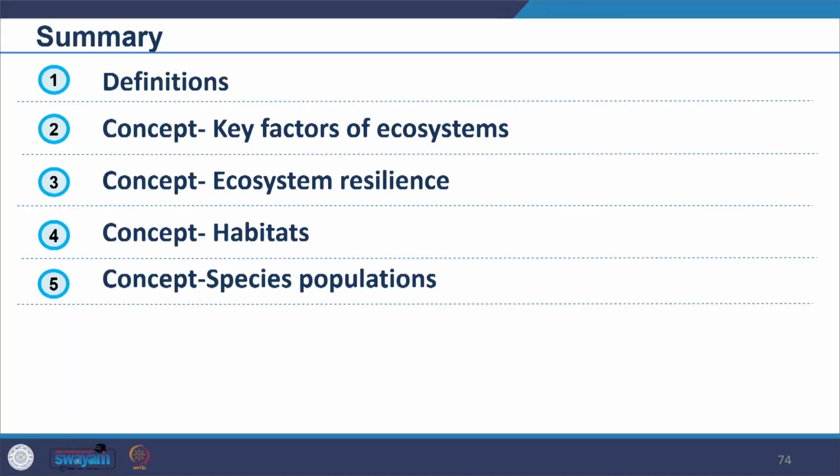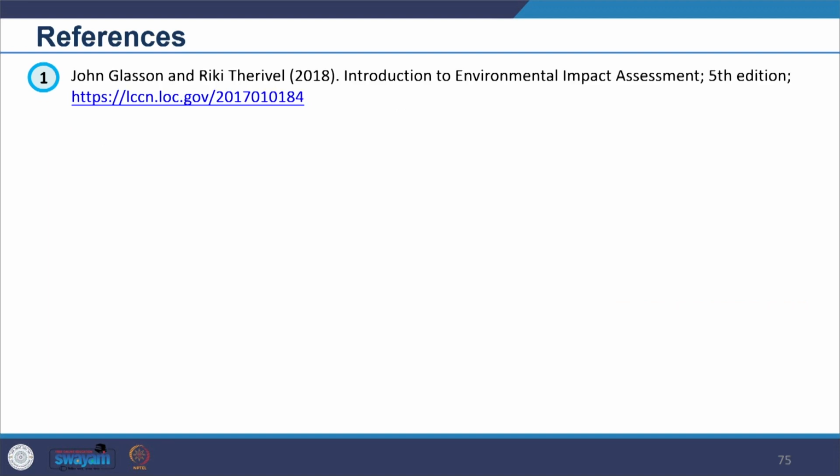So that was for this session. We covered the definitions and concepts. We looked at the key factors of ecosystems. We looked at ecosystem resilience, and we tried to understand various aspects of it. Then we looked at the habitat, and then we looked at the species population. So this was our key reference for this particular session.